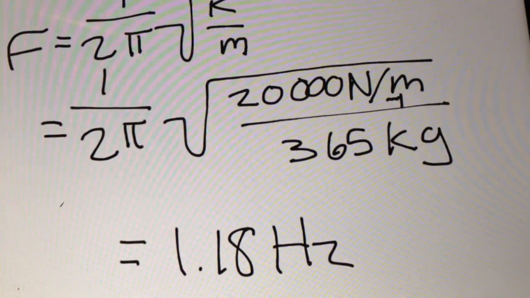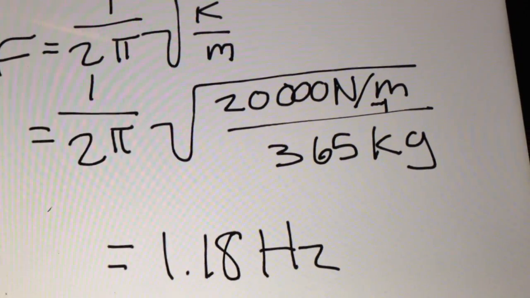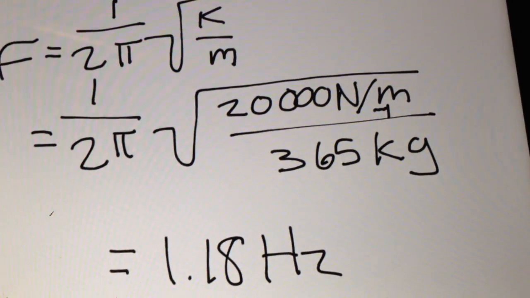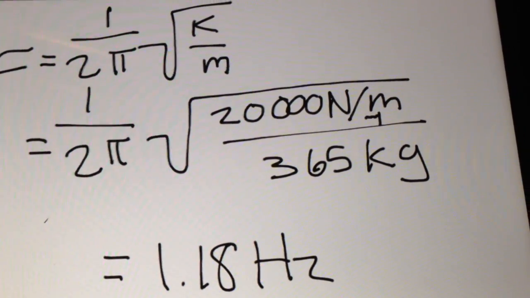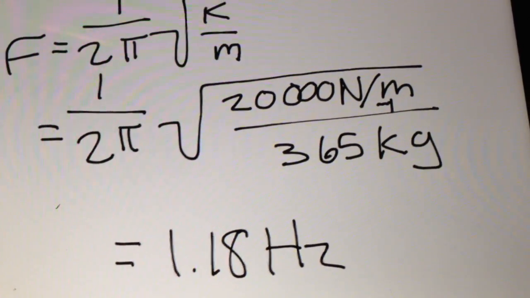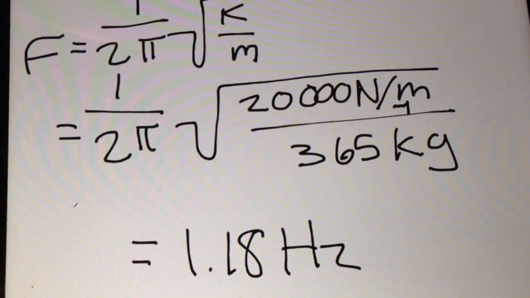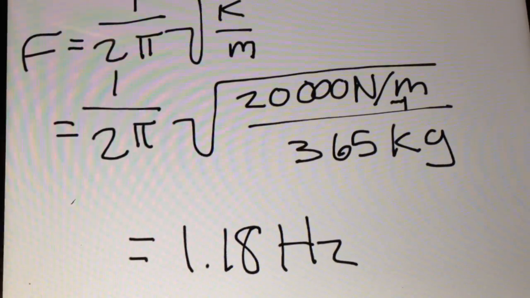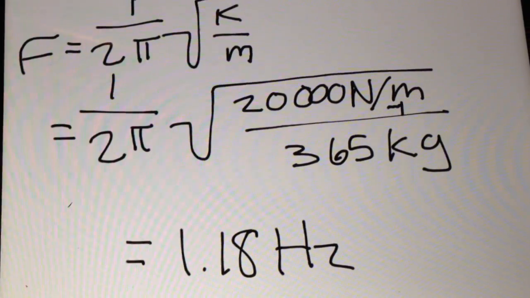A 1,300-kilogram car is constructed on a frame supported by 4 springs. Each spring has a spring constant of 20,000 newtons per meter. If 2 people riding in the car have a combined mass of 160 kilograms, find the frequency of vibration of the car when it is driven over a pothole in the road.